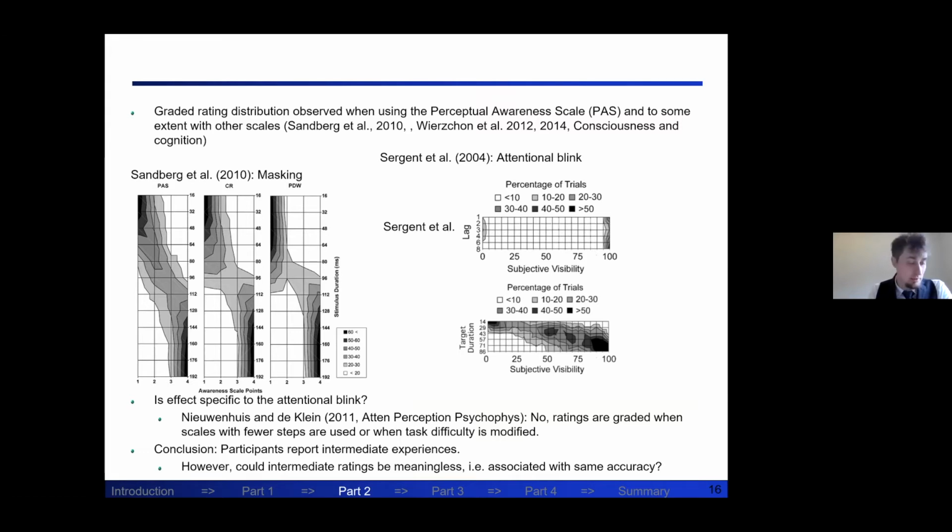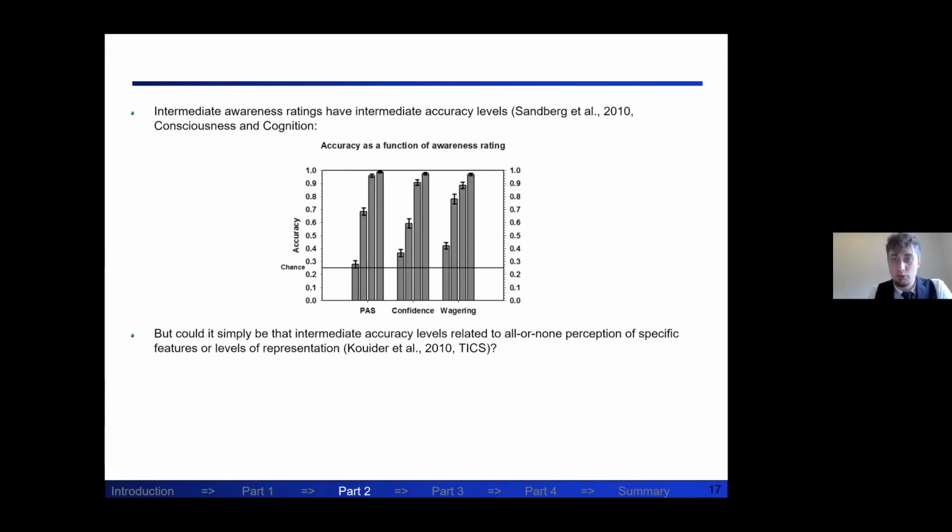Now the question that remains is whether they are meaningless. Could it be that they are just at chance for some point and then go to ceiling accuracy at a very sudden point in the scale? When we look at the accuracy for each individual rating, this does not seem to be the case. We have different accuracy levels for each rating for all the scales that we've been looking at.